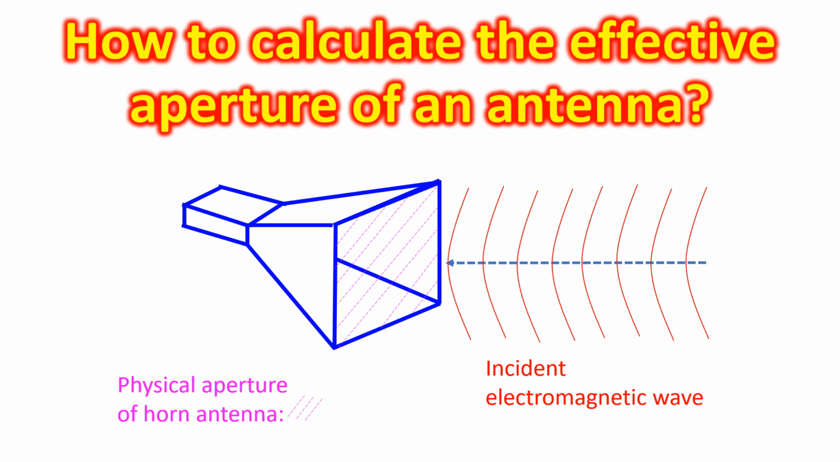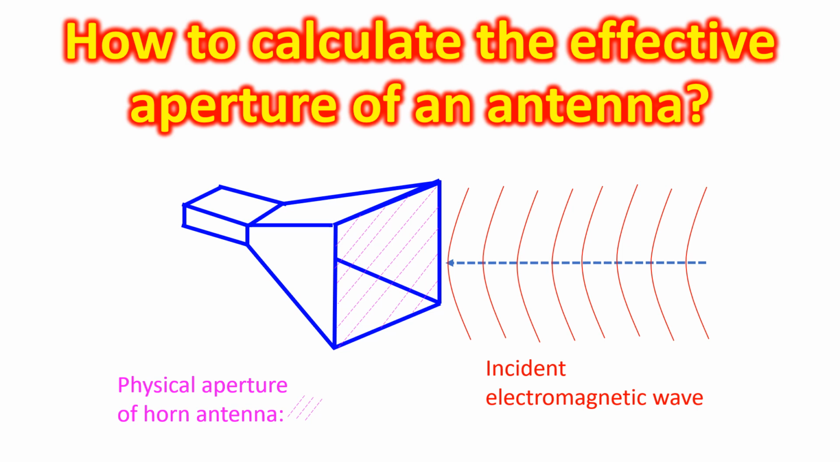The concept of antenna aperture is easy to explain if you look at a horn antenna, though it applies to all antennas including a dipole antenna which has no physical aperture. In the figure shown here, the area marked with pink dotted line corresponds to the physical aperture of the horn antenna, where the incident electromagnetic wave strikes in case of a receiving antenna.